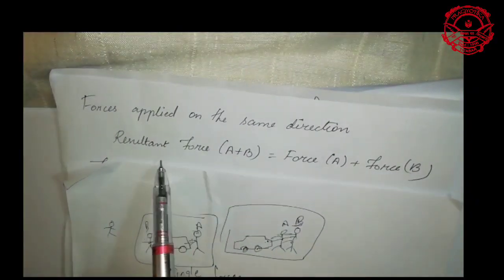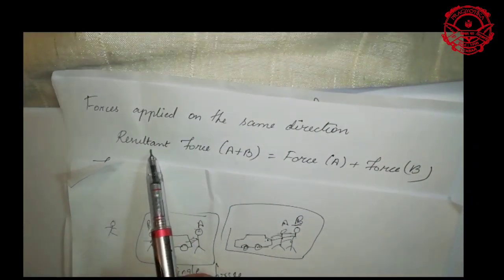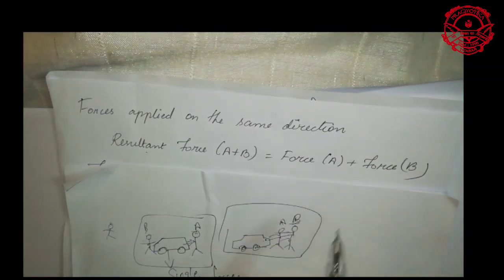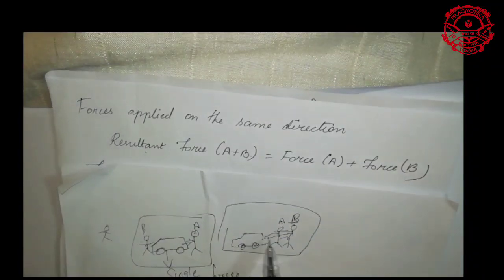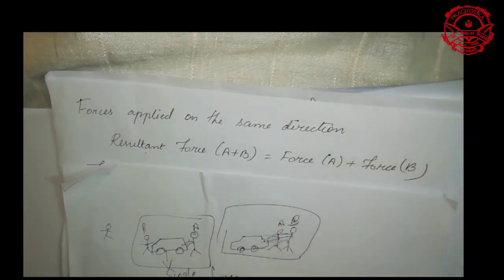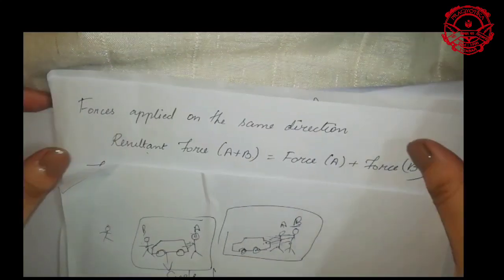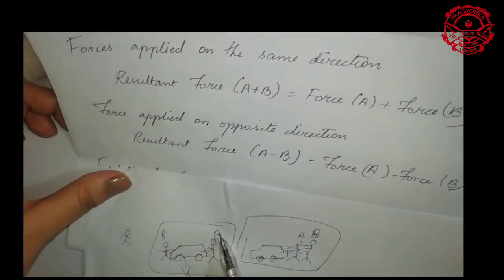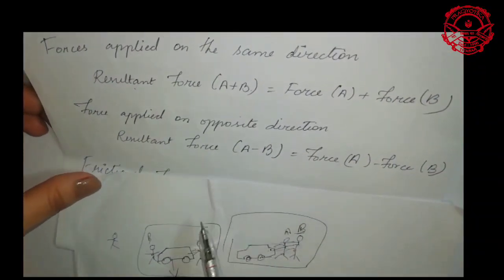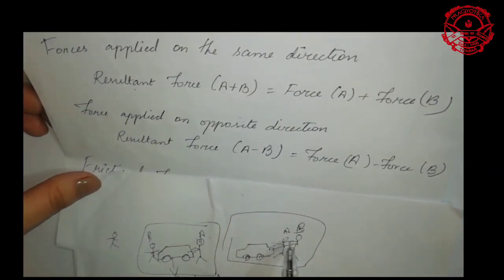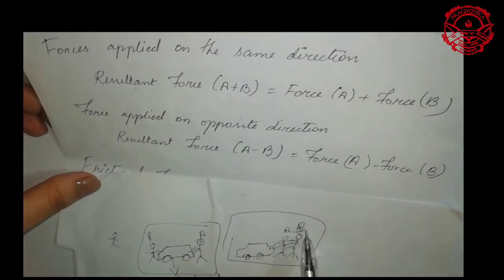Then how do you get your resultant force? There's a formula to get the resultant force: A plus B, that is force A, this person, plus force B, since they are pushing in the same direction and the force is applied in the same direction. Now what will happen if the forces are applied in the opposite direction, like this A and B? The formula you will have is force A minus force B. If it's applied in the opposite direction, it will be force A minus force B, and if the force is applied in the same direction, it will be force A plus force B.